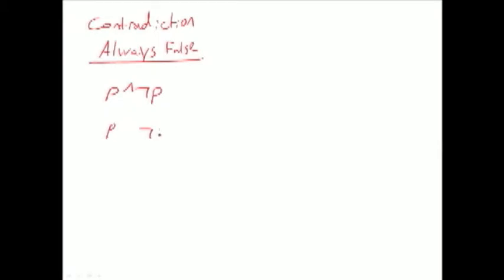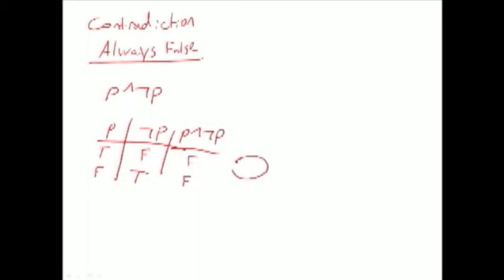Now, P and not P have opposite truth values. That means when P is true, not P is false. And when P is false, not P is true. So if you plug in these truth values into the statement P and not P, P and not P will always evaluate to false, making it a contradiction.